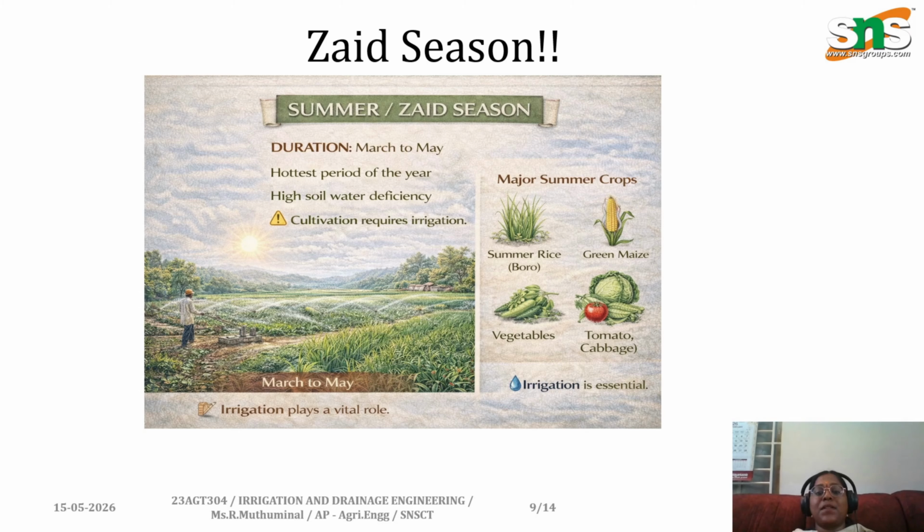The Zaid crops are grown between Rabi and Kharif season. Examples are watermelon, muskmelon, cucumber, and fodder crops. These are short duration summer crops. Long duration crops such as sugarcane may continue throughout the season. These crops require careful irrigation scheduling because water demand remains high for extended periods.